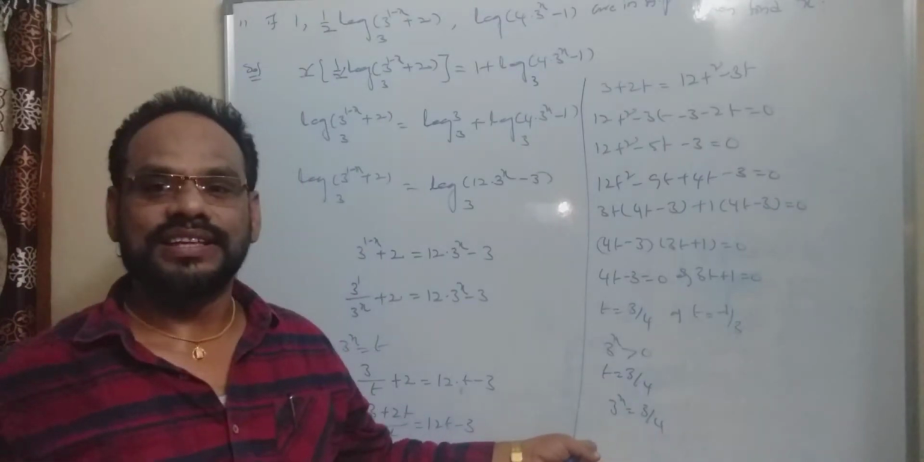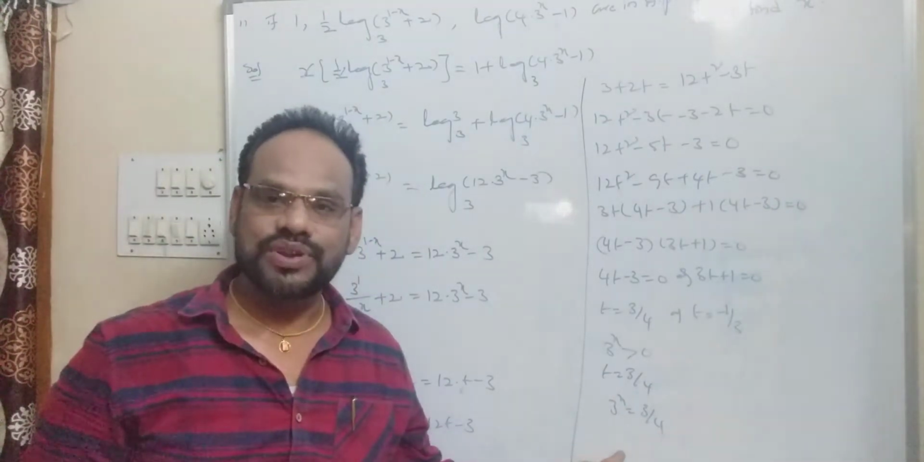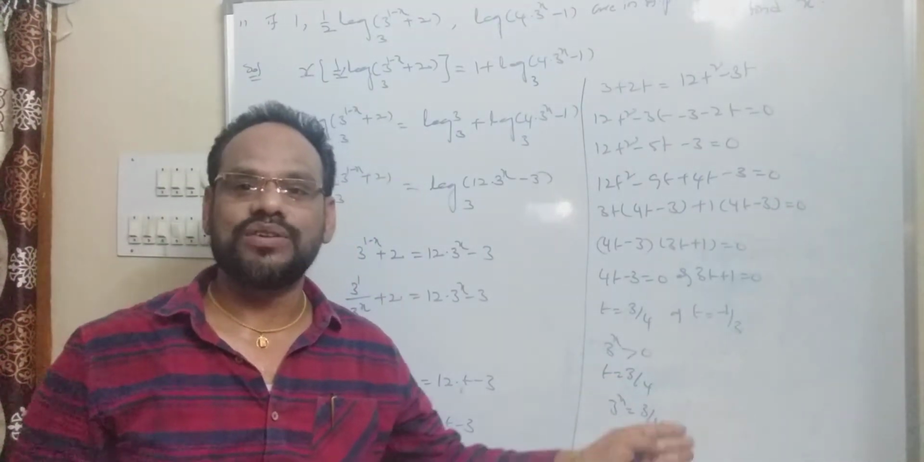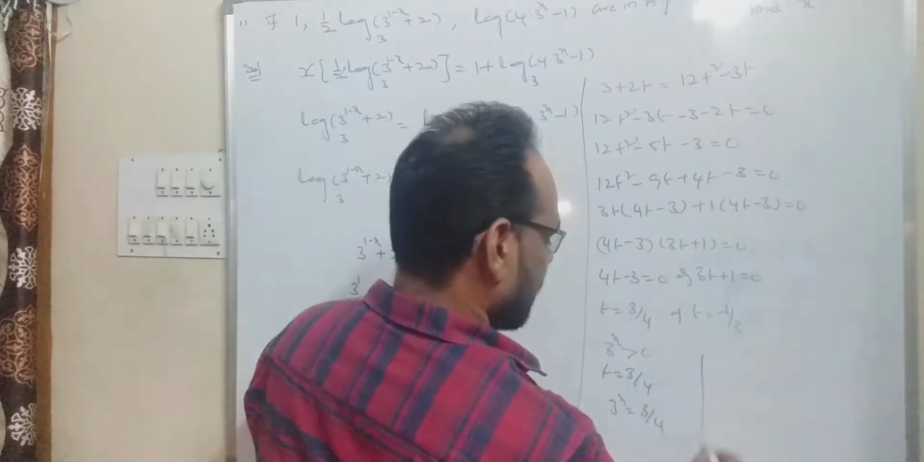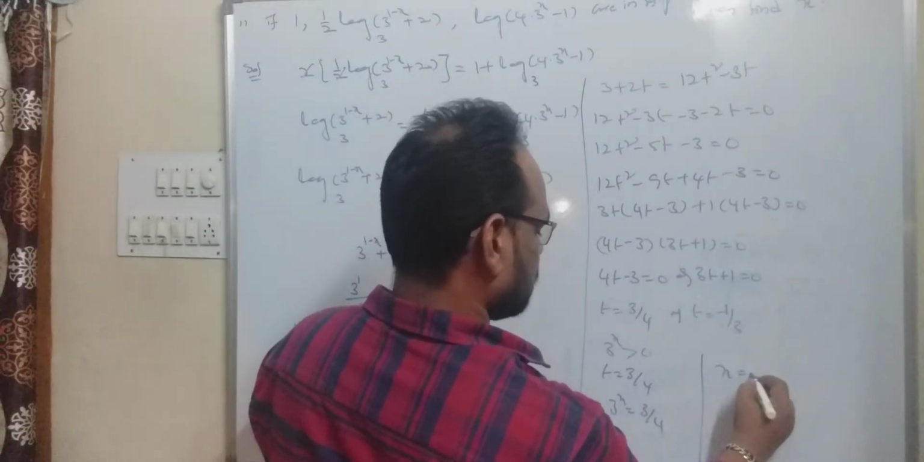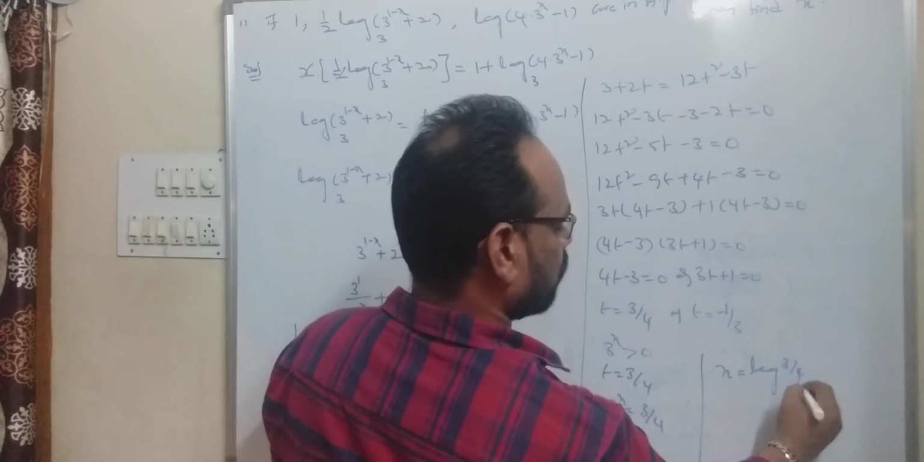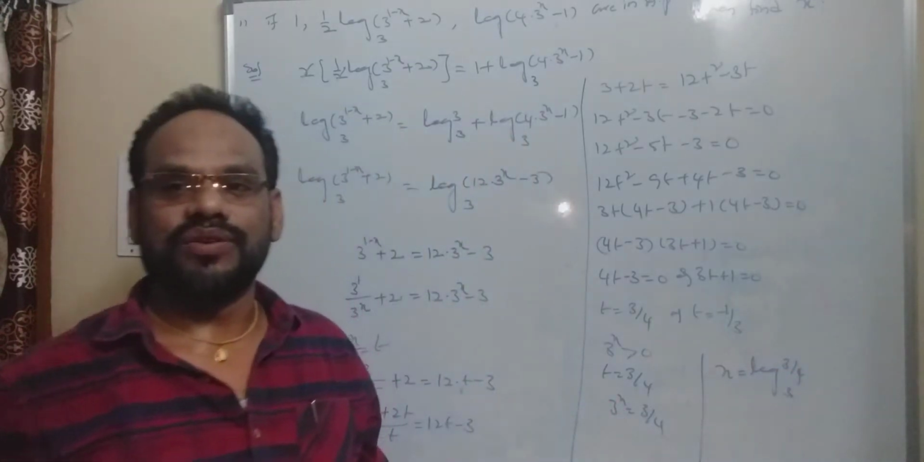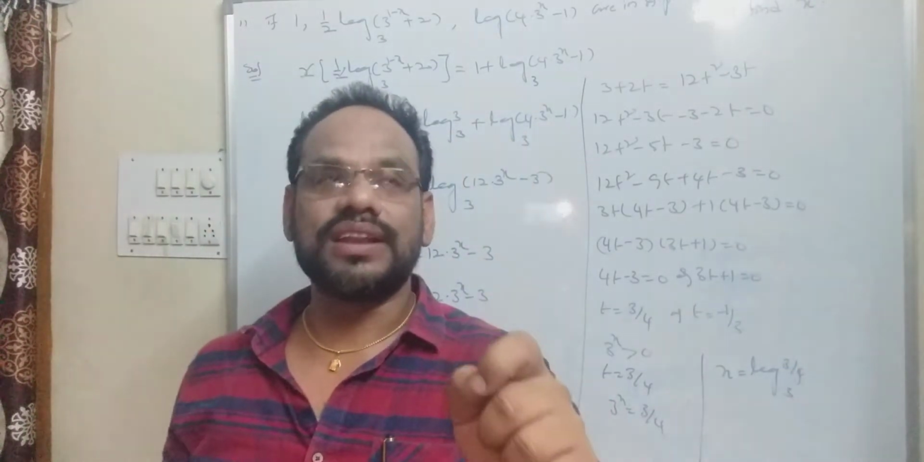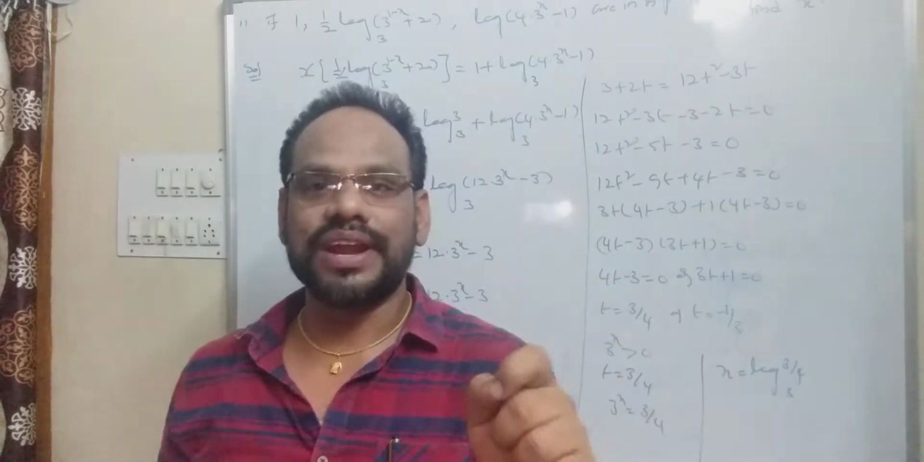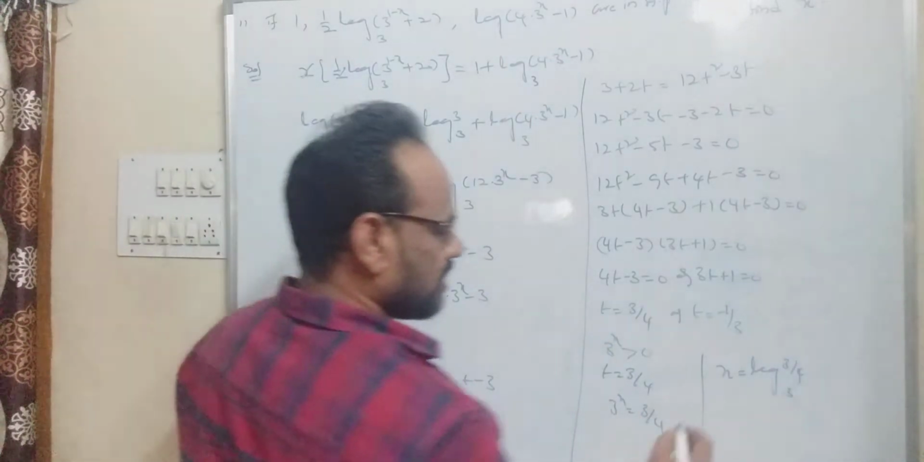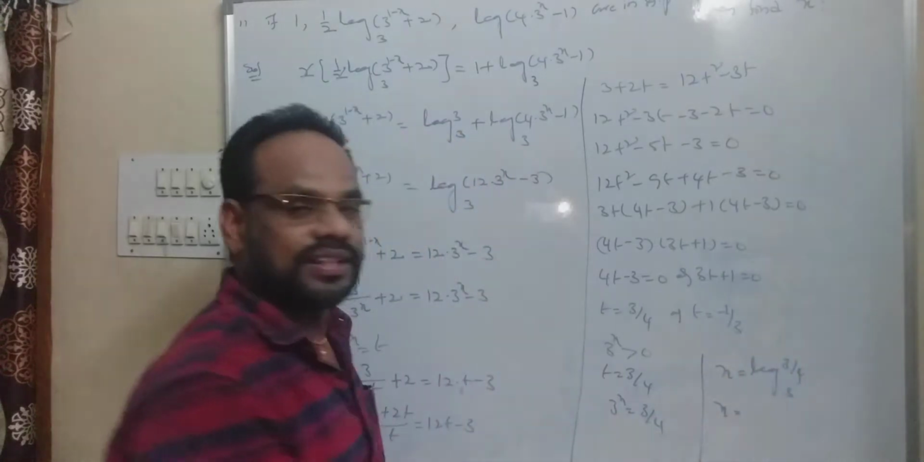We want x. This is an exponential equation. We convert it into logarithmic form. Then x is equal to log 3 by 4 to the base 3. We know that if a power x is equal to n, then x is equal to log n to the base a. So x is equal to log 3 by 4.